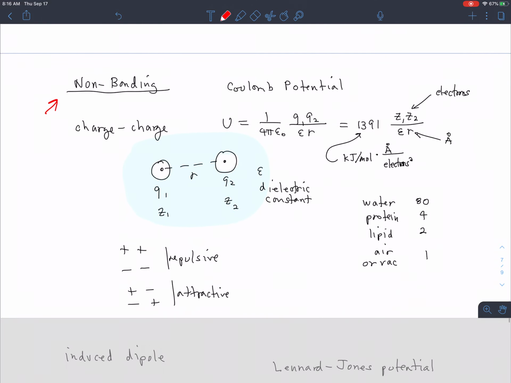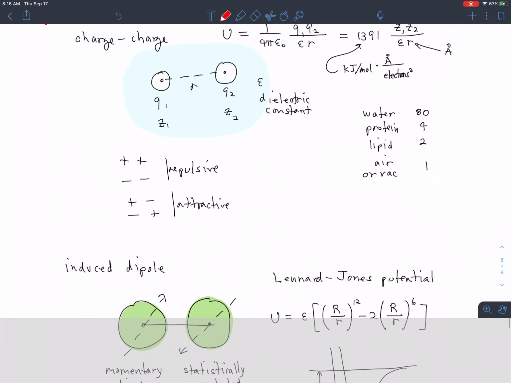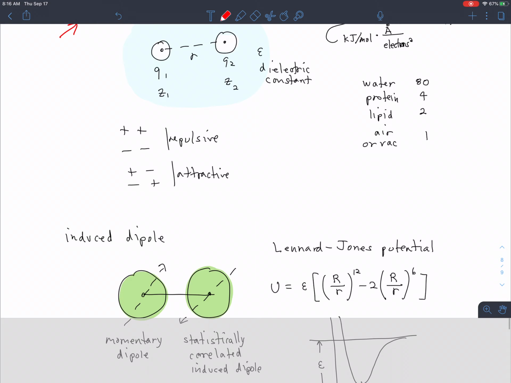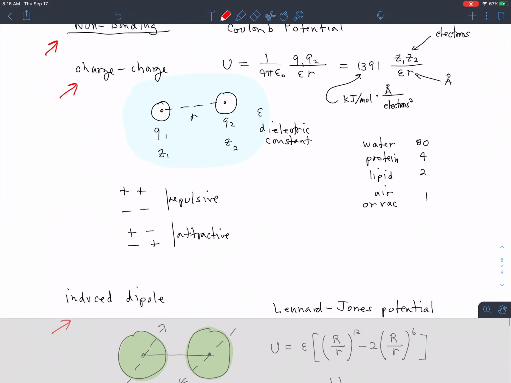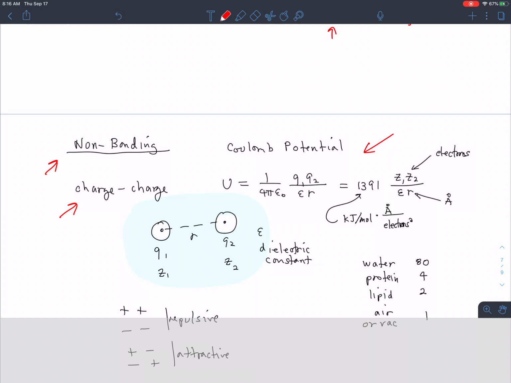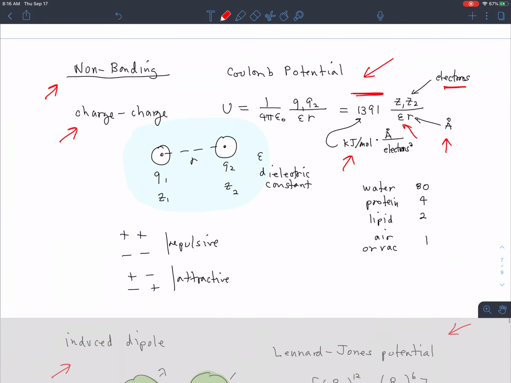Then there are the non-bonding interactions. There's really only 2 of those. There's the charge-charge interaction, and there's the induced dipole interaction, or the Lennard-Jones potential, and the Coulomb potential. We've seen that the Coulomb potential can be conveniently written to give you kilojoules per mole out when you put electrons in for charge and angstroms in for distance. And don't forget the dielectric constant quantity in there.